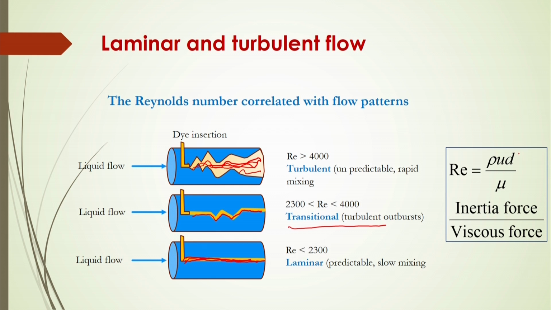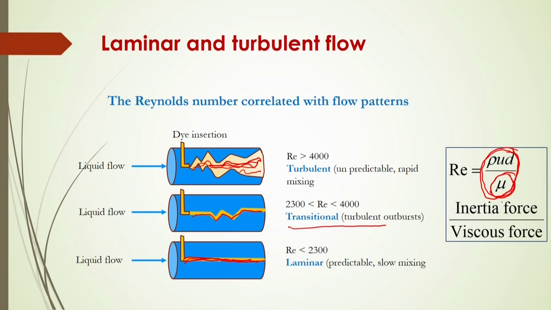The Reynolds number is a dimensionless group or number, which is defined as the ratio of two forces, that is, the inertia force and the viscous force. The ratio of inertia force to the viscous force is called the Reynolds number. The mathematical representation of this Reynolds number is rho u d by mu. What is rho? Rho is the density of the liquid, u is the velocity at which the liquid is flowing through the pipe, d is the diameter of the pipe, and the viscosity is represented by mu.